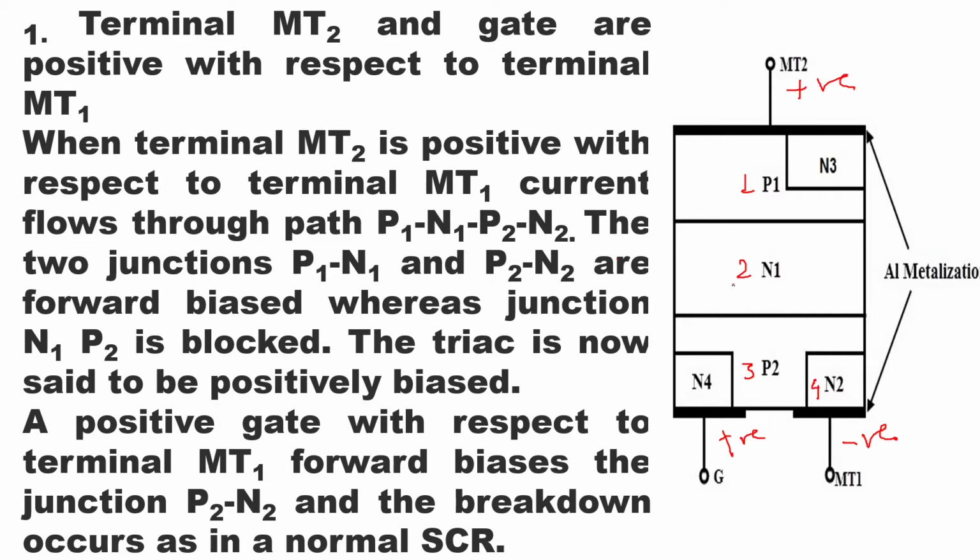Here you can see in the description the current flow path, that is P1, N1, P2, N2. That is what you have to remember when MT2 is positive with respect to MT1. Now in this case, we have said the gate is positive. A positive gate with respect to terminal MT1 forward biases the P2 N2 junction and the breakdown occurs as in a normal SCR. That means the flow of current will be P1, N1, P2, N2 when MT2 is positive with respect to MT1. In the first mode, we have kept the gate as positive.